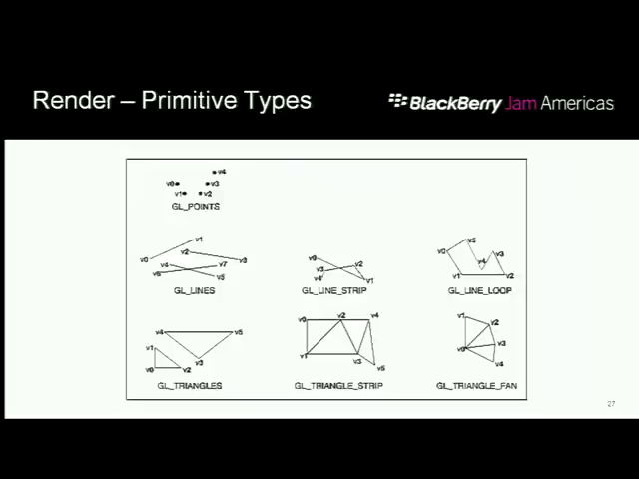So for example, if you're trying to draw two neighboring triangles, with triangles you'd require 6 vertices of information, but with triangle strips you'd only require 4 vertices of information. So it's useful to minimize the size of your buffers.